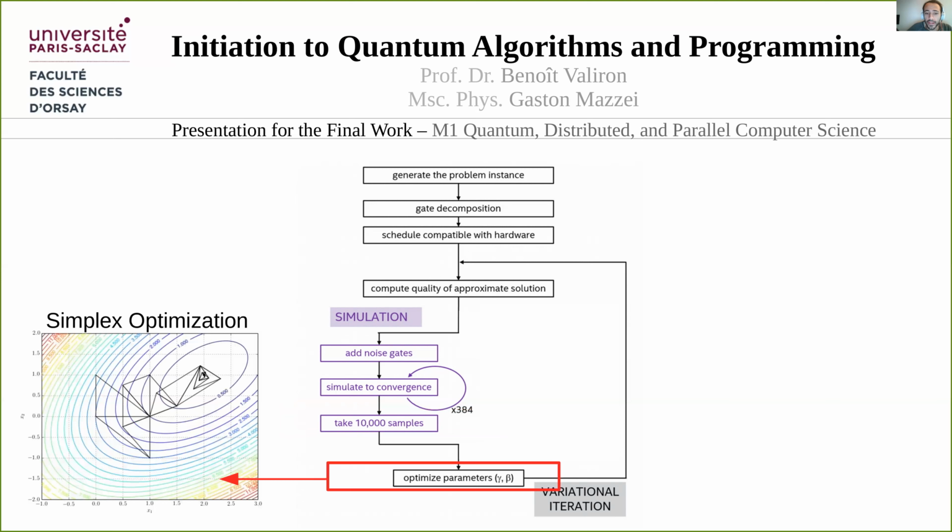They then used simplex optimization, and they looped this cycle. They traveled this loop for a fixed number of times. They fixed it at 20, but in general this could be done a variable number of times, and the depth of the circuit could also be a variational parameter.